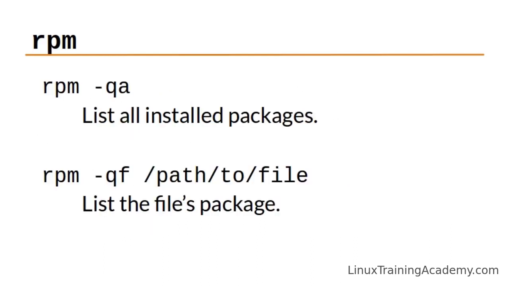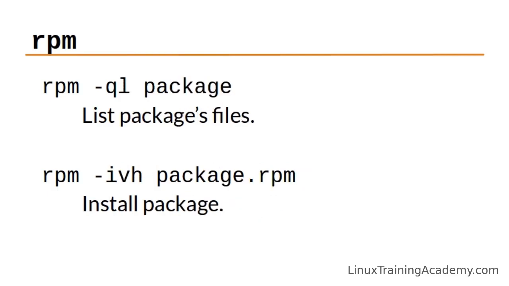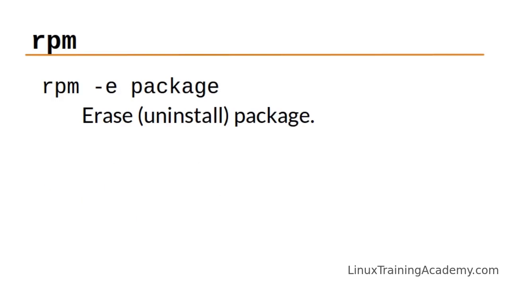In addition to the yum command, you can also use the rpm command to interact with the package manager. rpm -qa lists all the installed packages. rpm -qf, with a path to a file, will tell you what package that file belongs to. Using rpm -ql and a package name will list all the files that belong to that particular package. To install a package, use rpm -ivh and the package file. To erase or uninstall a package, use rpm -e with a package name.